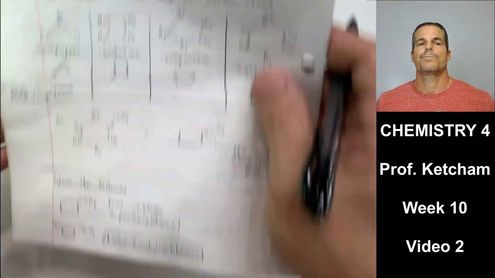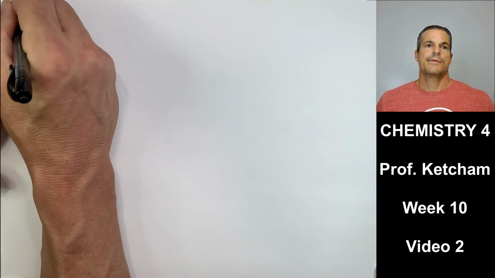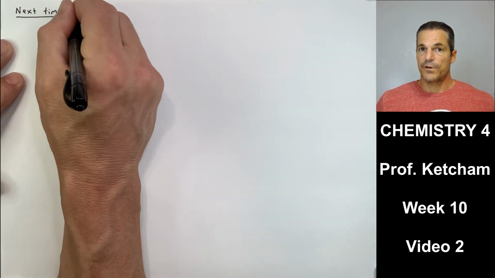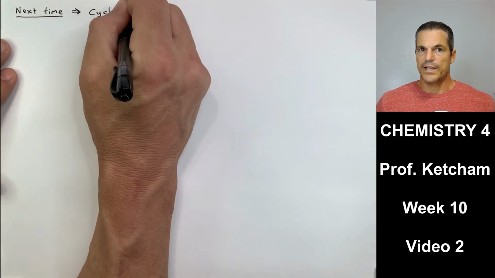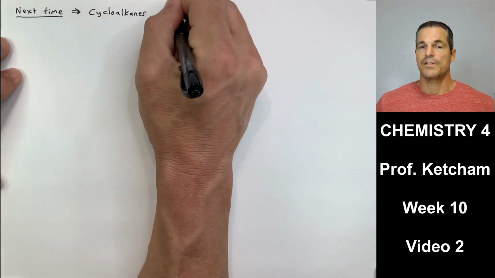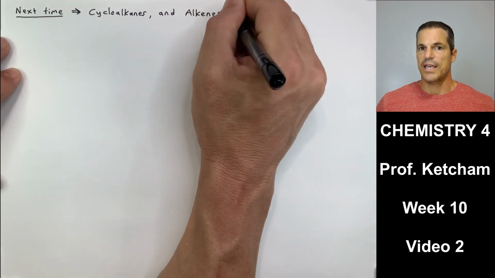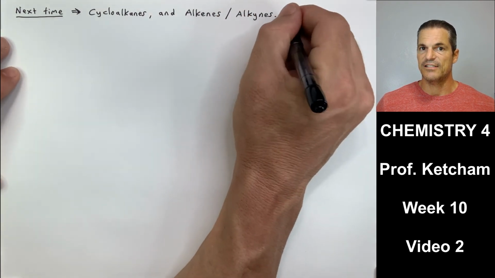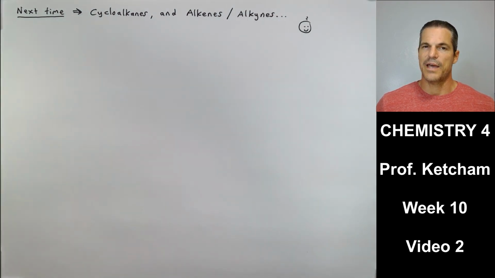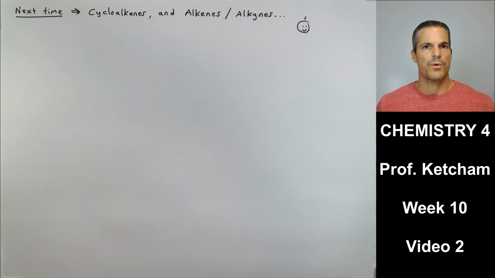All right? Okay, so there are the first 2 videos for week 10. The next video we're going to cover cycloalkanes, alkenes, alkynes, and then we might get into aromatic compounds. We're still working our way through chapter 11, so let's go ahead and watch video number 3 coming up right after this.